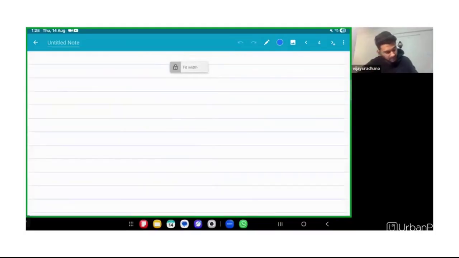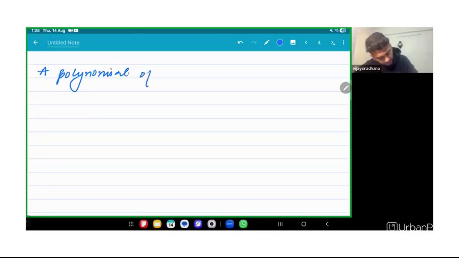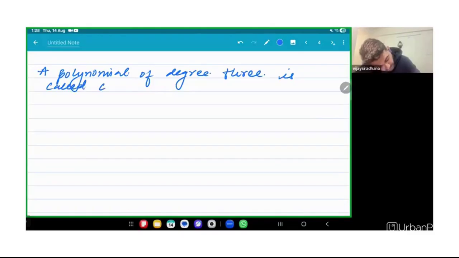So if we write the definition, a polynomial of degree 3 is called a cubic polynomial.